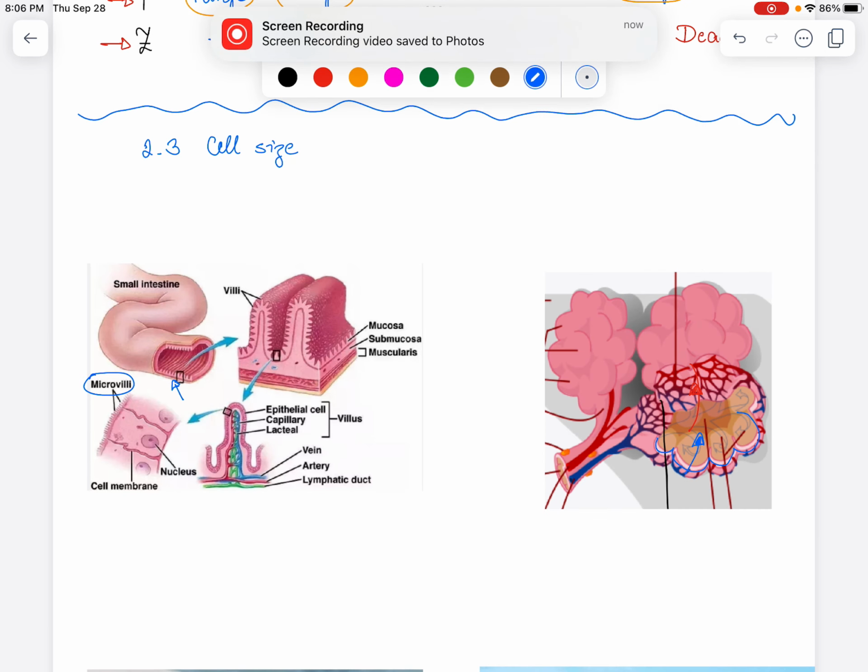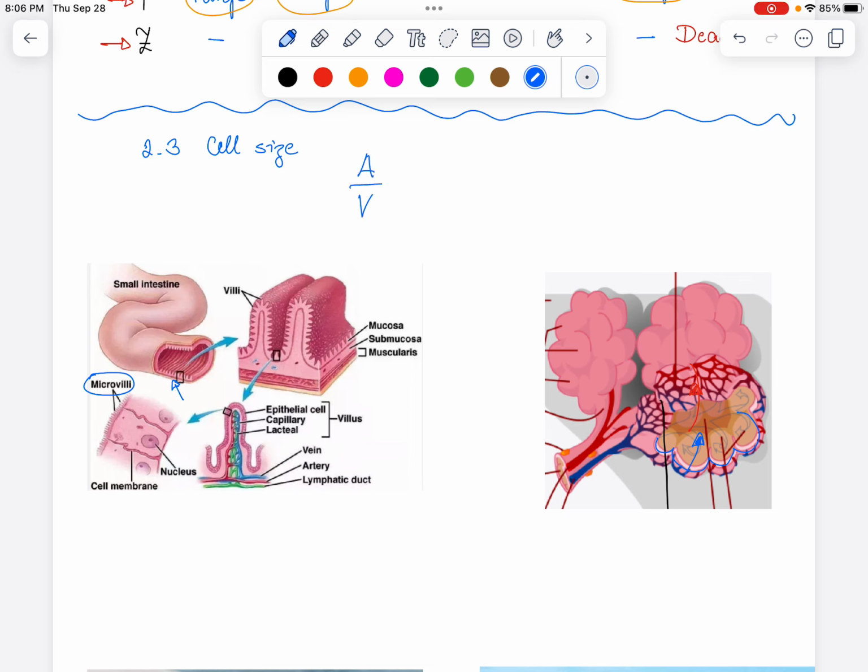AP Biology 2.3 cell size. In this video, we try to explain why the surface area to volume ratio is super important in biology and try to understand why cells are small.